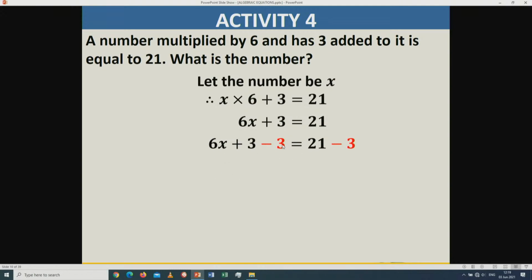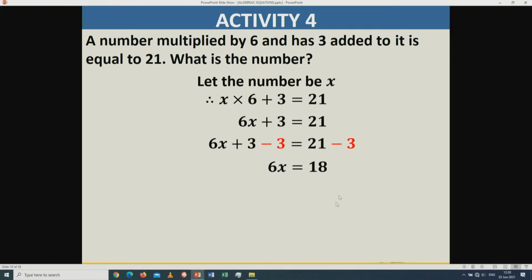Right, so we subtract 3 on both sides because we want to isolate 6x. We want to be left with 6x. So that simply means 3 minus 3 will give us 0. It now brings back the issue of the additive property of 0. Right, now if we subtract 3 from 3, it will give us 0, and then 21 subtract 3 will give us 18.